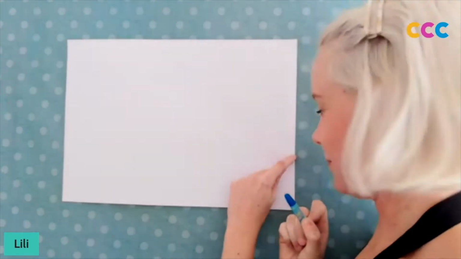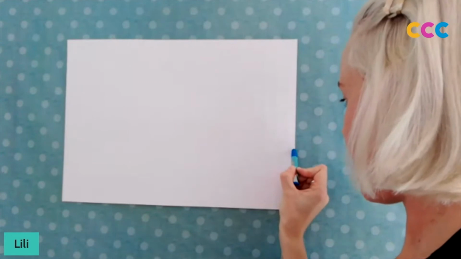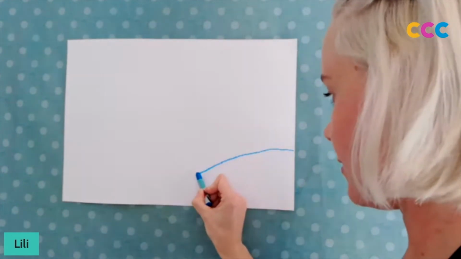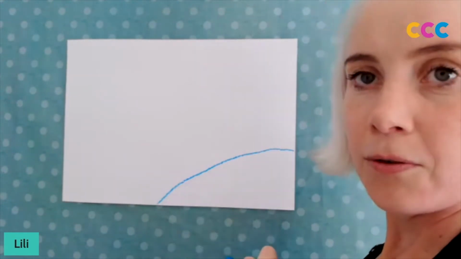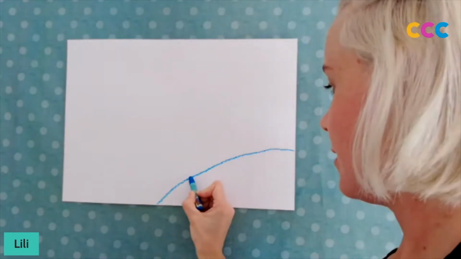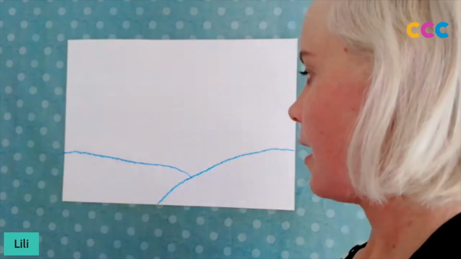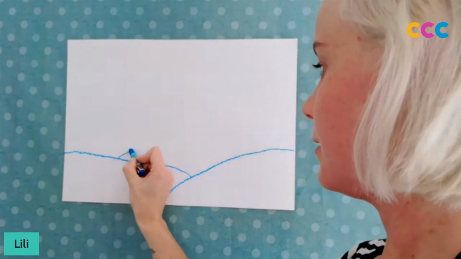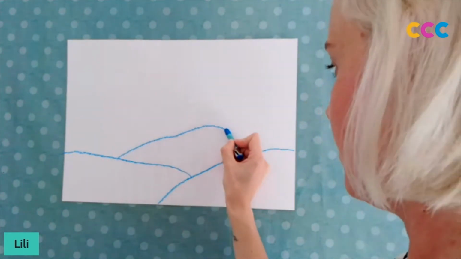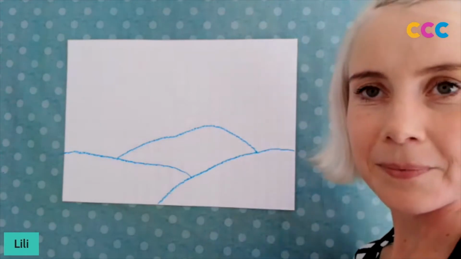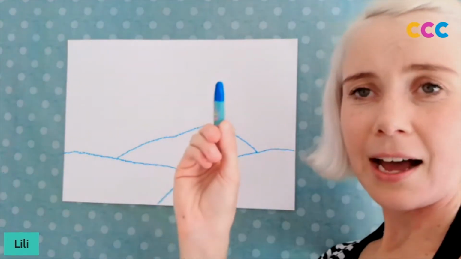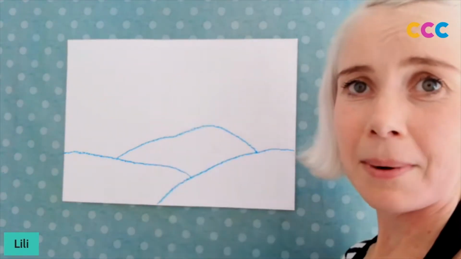You guys can see me. So I'm just going to make a quick scribble like this over there for my first hill. Then I'm going to add another hill over here a little bit. And then I'm going to add a little hill over here. Okay, there's my hills. I used some line making.